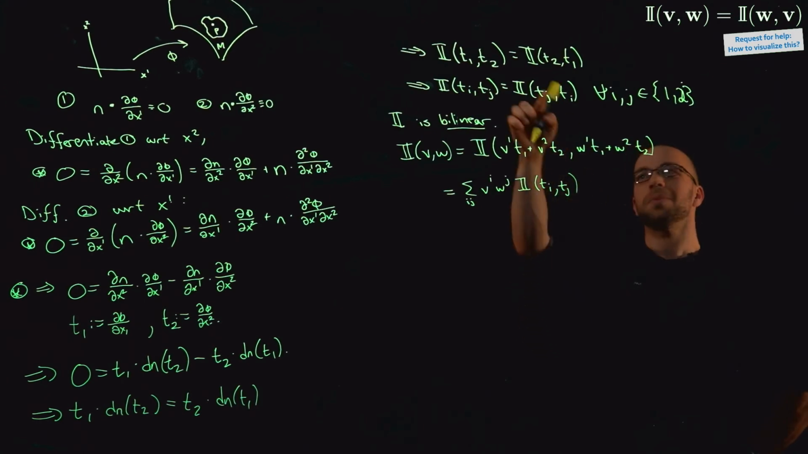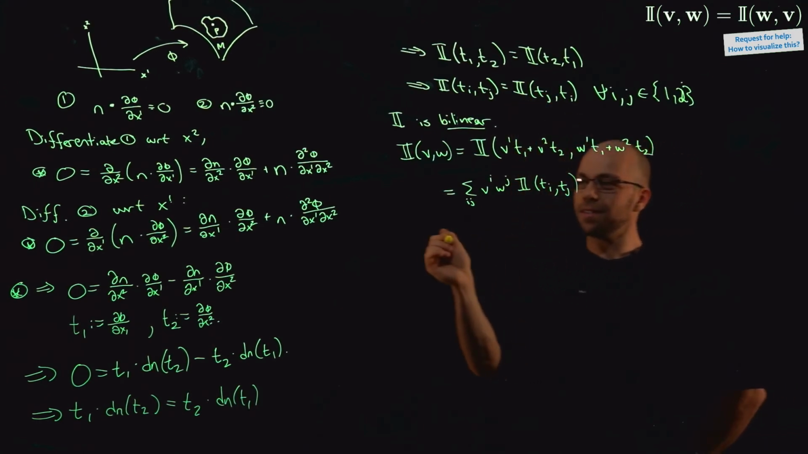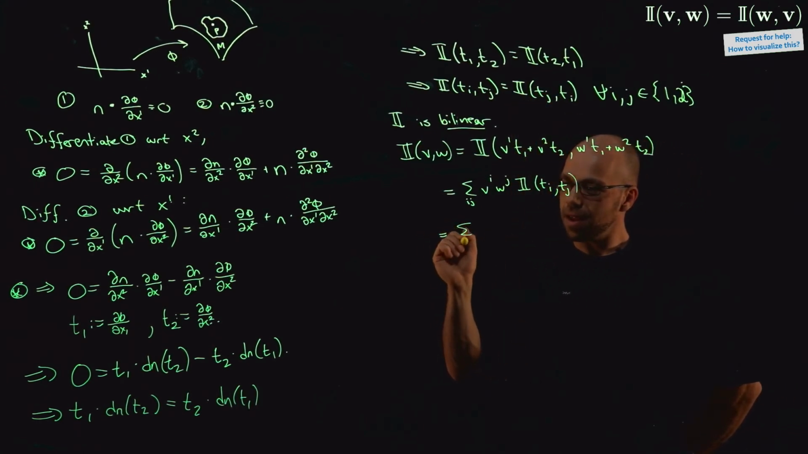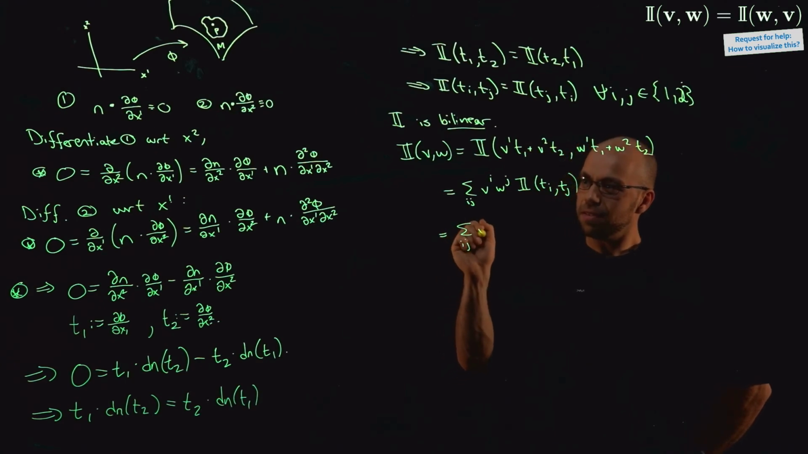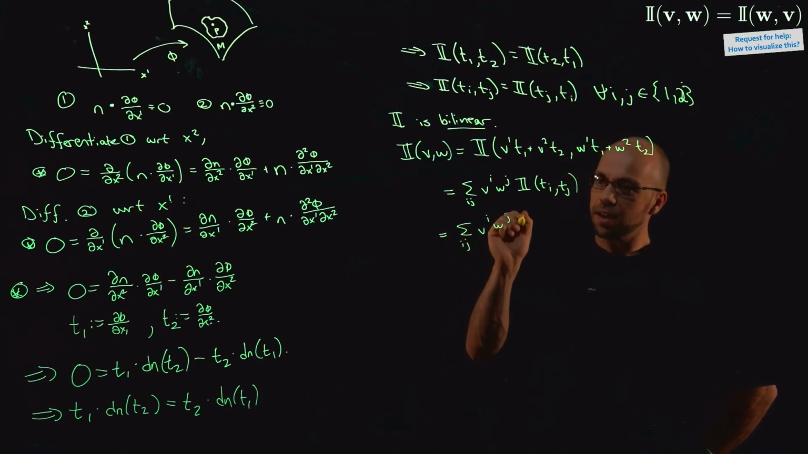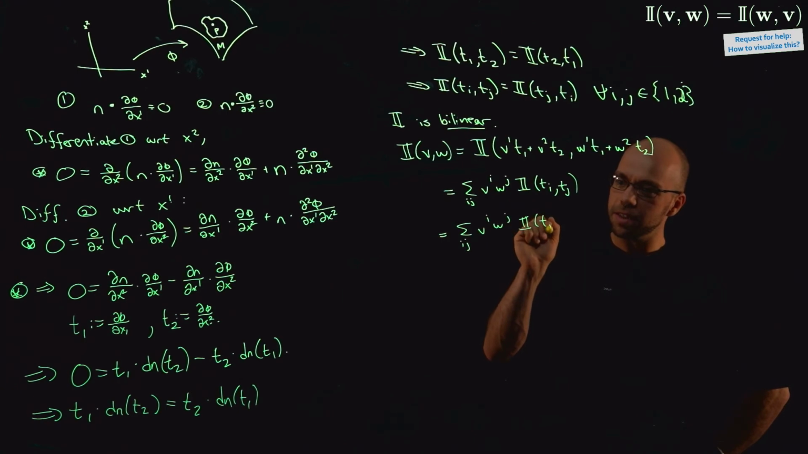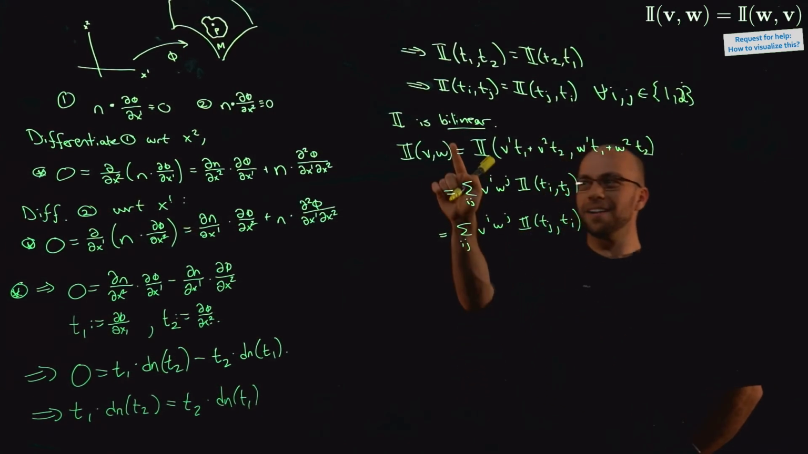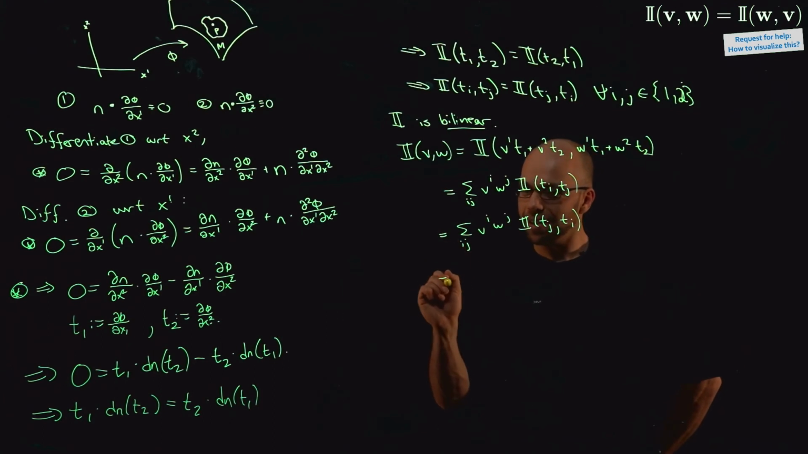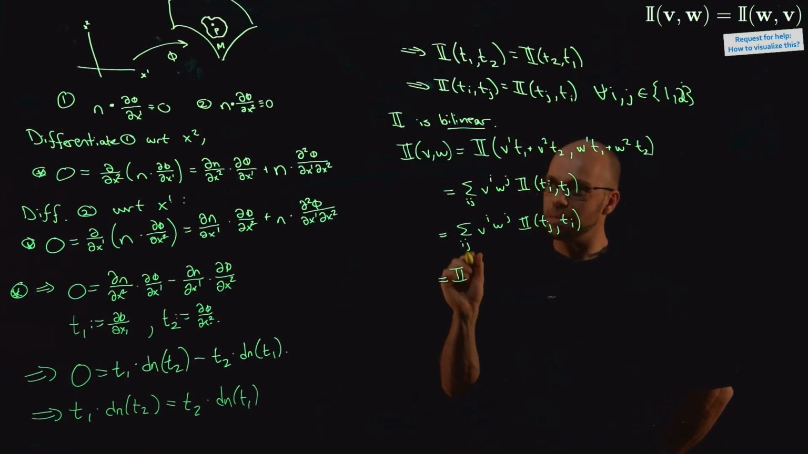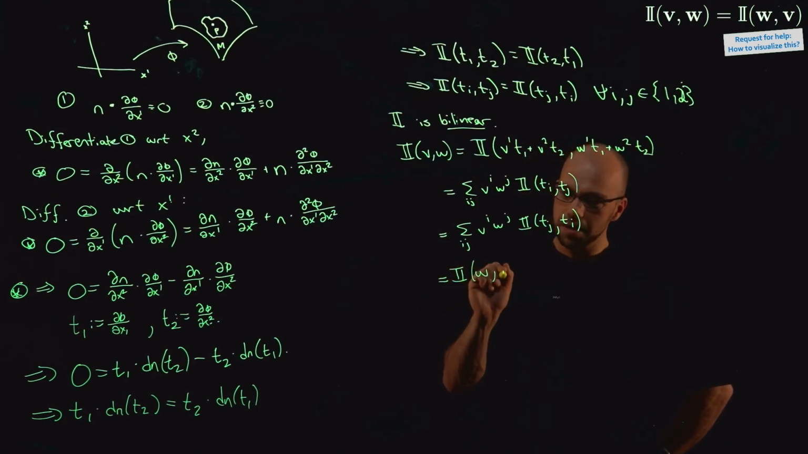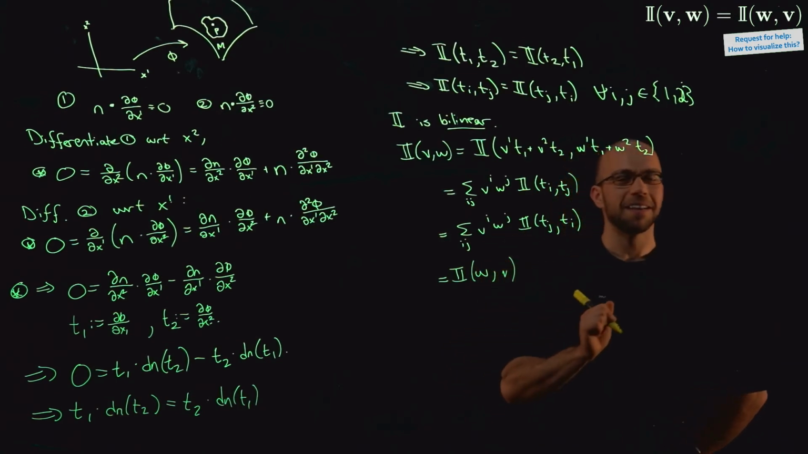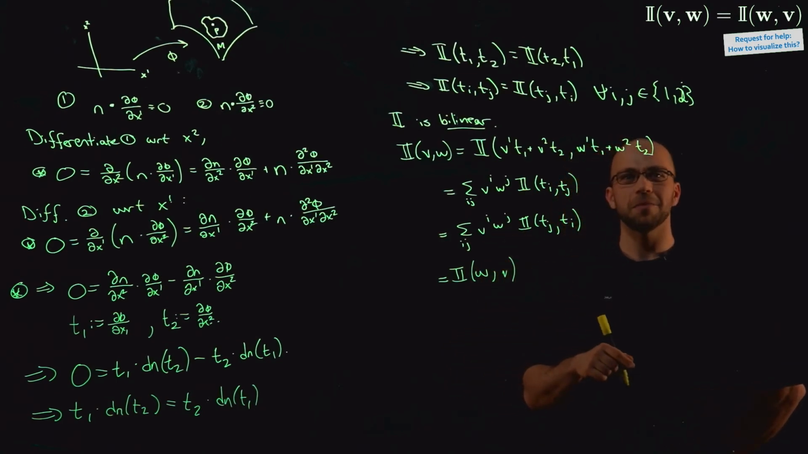Okay, but now we can apply the fact that we proved up here to say, well, this is the same as the sum over i and j of v_i w_j times the second fundamental form of T_j, T_i. And working all these steps backward, again by bilinearity, we get that this is the second fundamental form of w comma v.